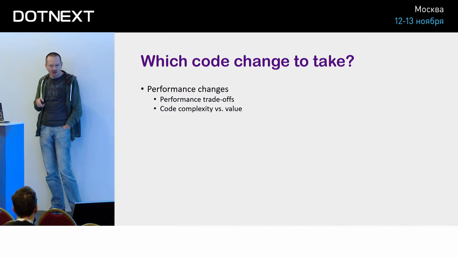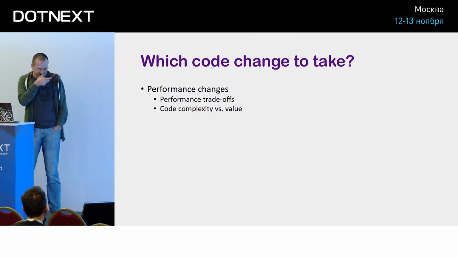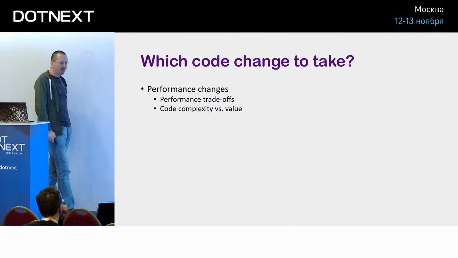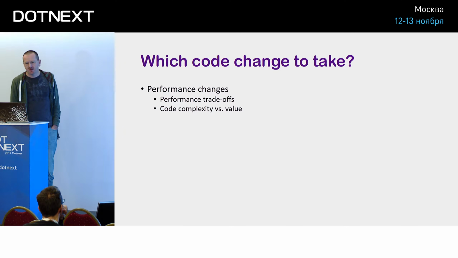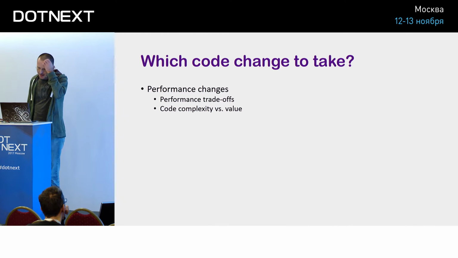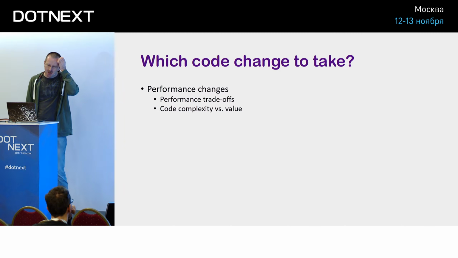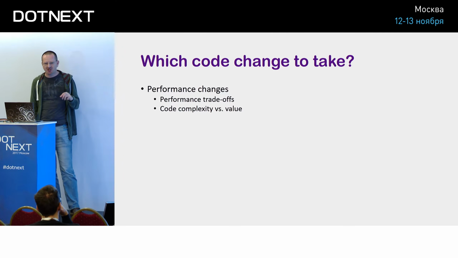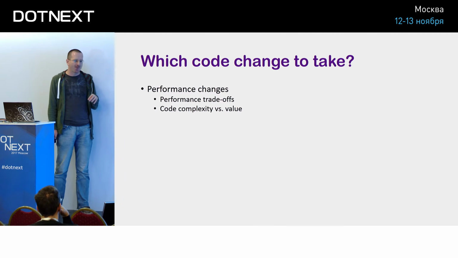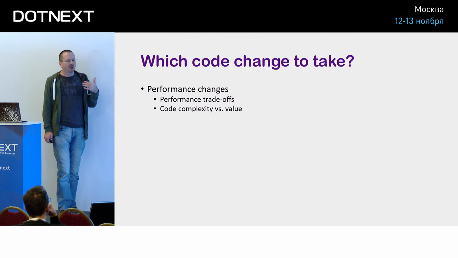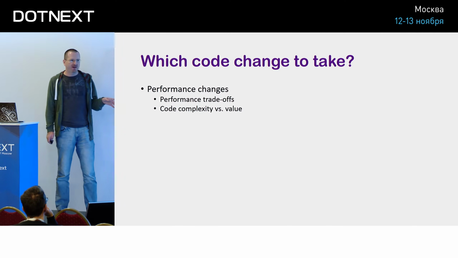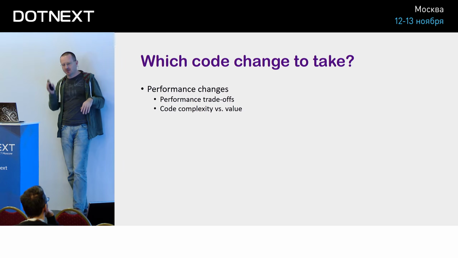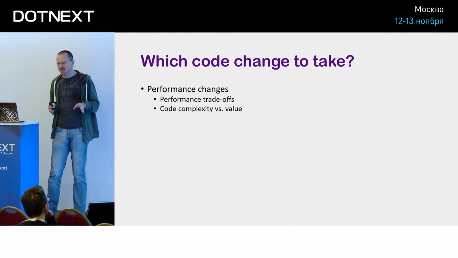Another thing is that when we get PRs, there are certain types of PRs that we don't take, and here are some of the key reasons. For example, oftentimes we get performance changes which are not a slam dunk, where it's not clear that it's a clear win everywhere. Oftentimes performance changes are trade-offs. I talked about that yesterday in my talk as well.